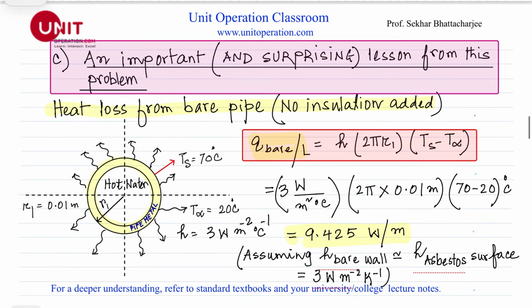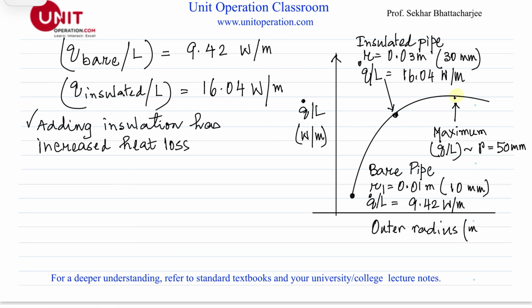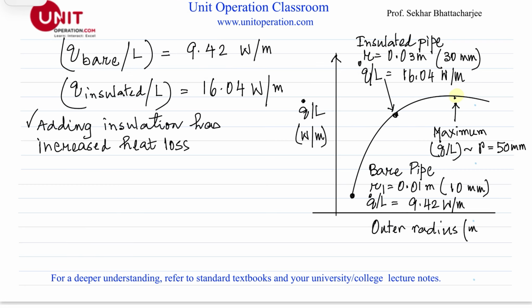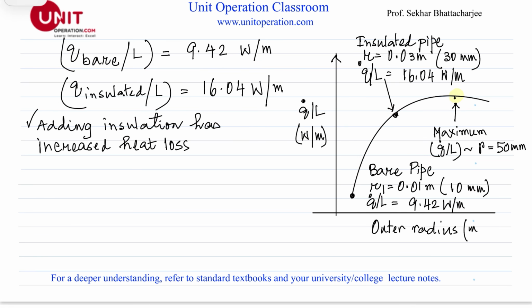This is very surprising. So let's just look at it diagrammatically. From the bare pipe, this is the heat loss. So let's assume this is the heat loss from the bare pipe right here. But if we insulate it with two different levels of insulation, the heat loss has increased. Why has this happened? So what shall we do?